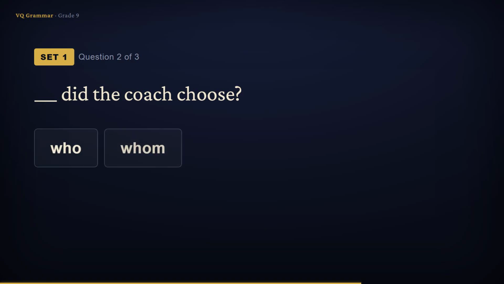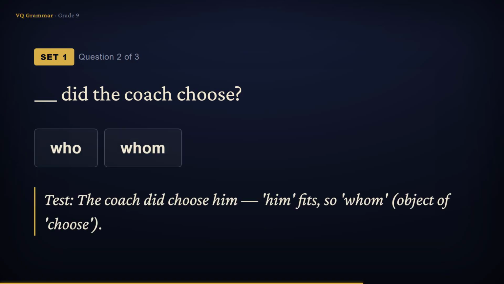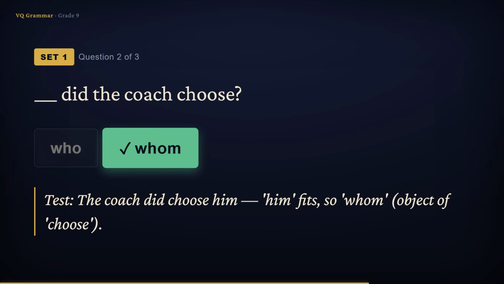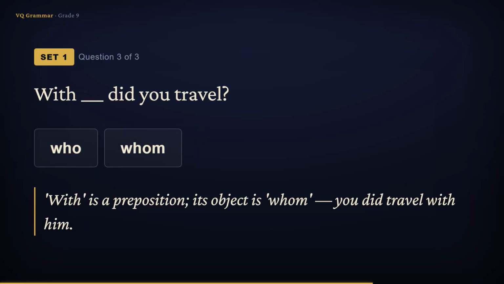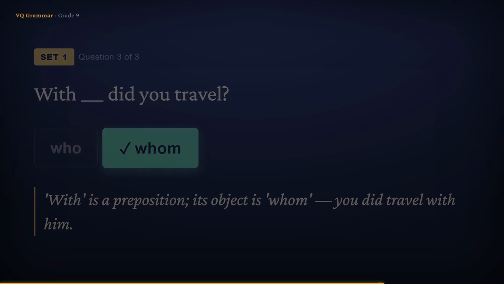Blank did the coach choose? Make it a statement. The coach did choose him. Him fits, so we need the object word. The answer is whom. With blank did you travel? Here, the little word with is a preposition, and a preposition always takes an object. Prove it. You did travel with him. Him fits, so the answer is whom.